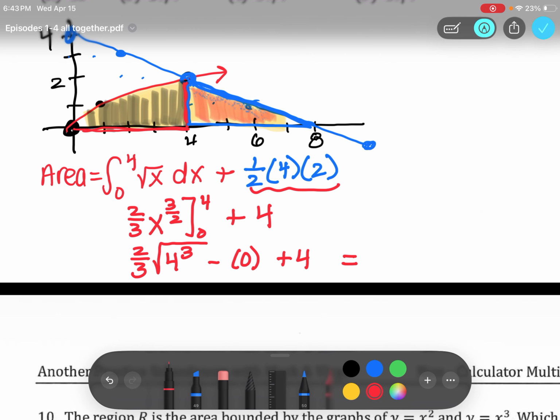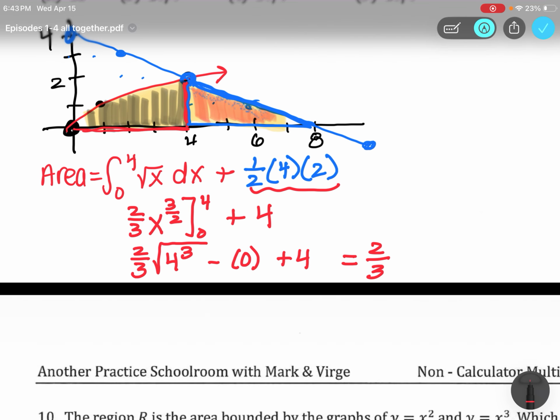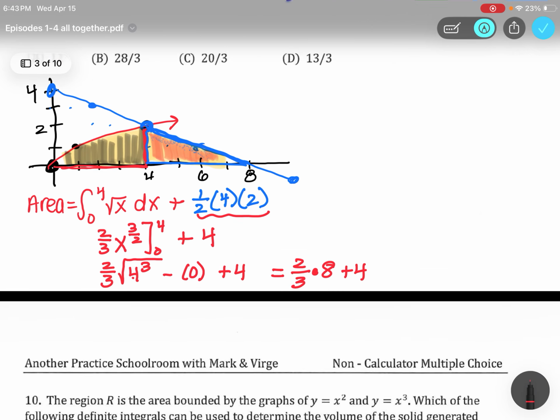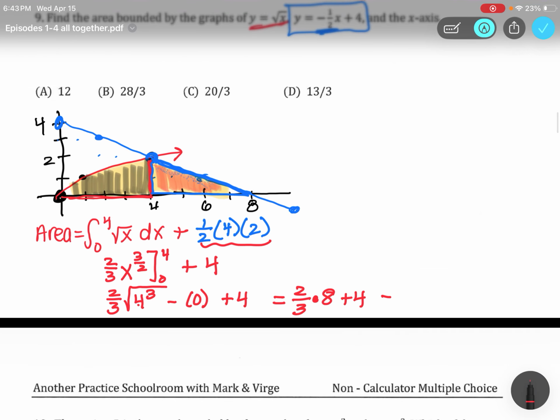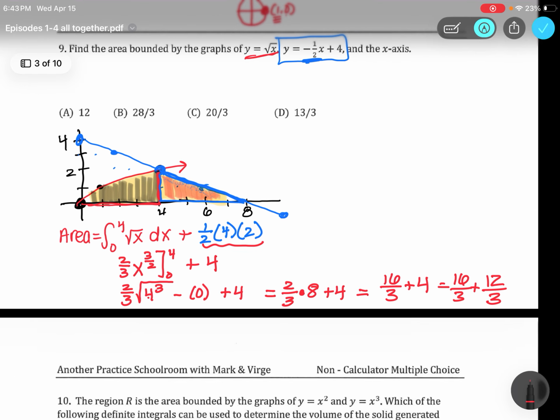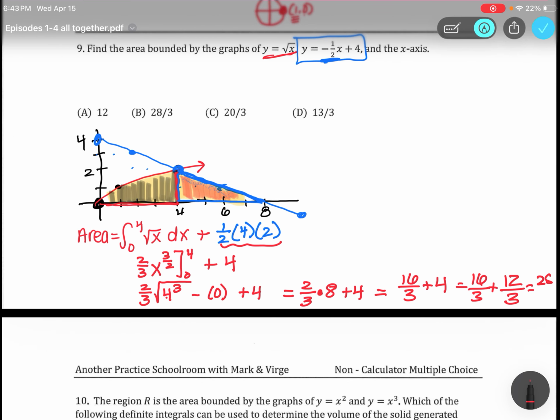Okay, over here, if I calculate 2/3, I know that the square root of 4 is 2, and 2 cubed is 8. Keep simplifying because none of my answers look like that. I have 16/3 plus 4, which is the same thing as 16/3 plus 12/3. And if I add those together, I get 28/3. And sure enough, it's B.